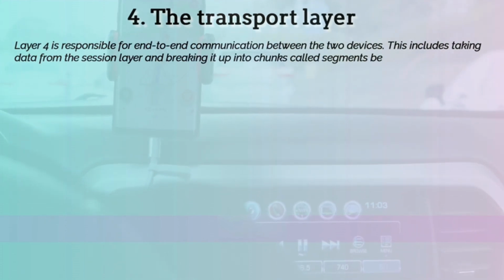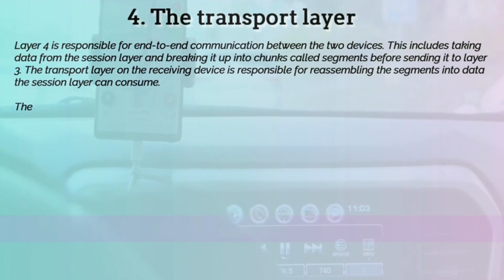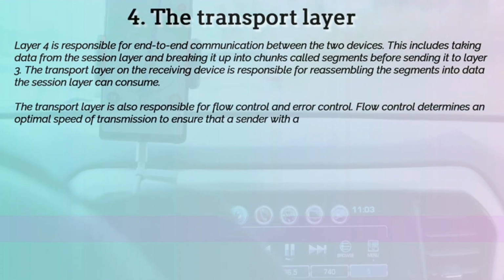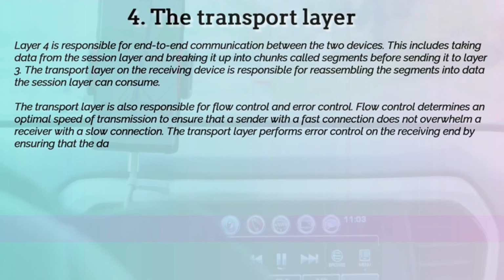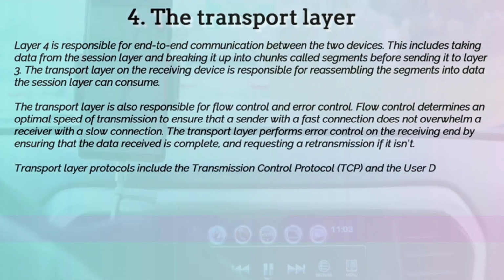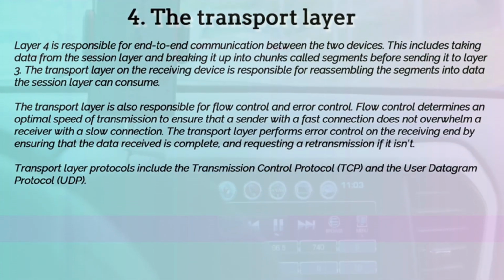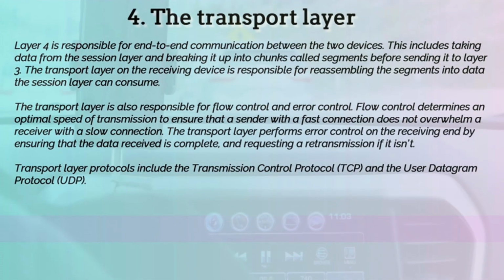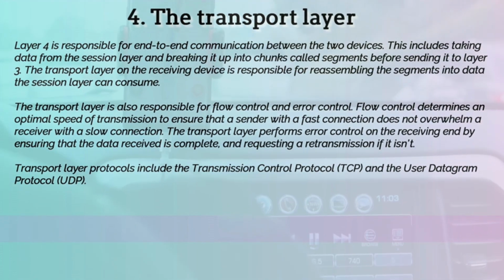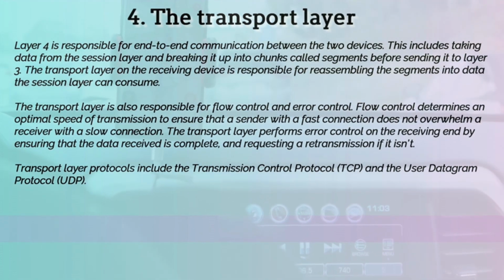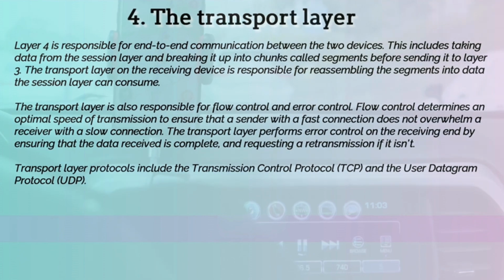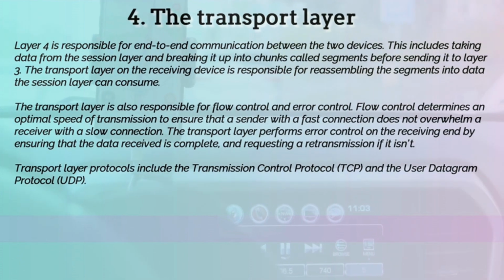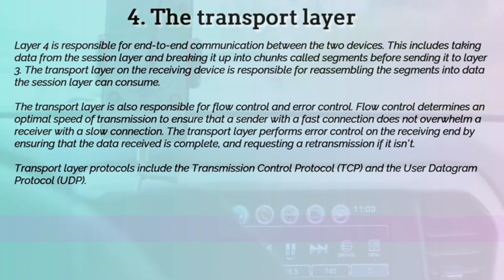Fourth, the transport layer. Layer 4 is responsible for end-to-end communication between the two devices. This includes taking data from the session layer and breaking it up into chunks called segments before sending it to layer 3. The transport layer on the receiving device is responsible for reassembling the segments into data the session layer can consume. The transport layer is also responsible for flow control and error control.